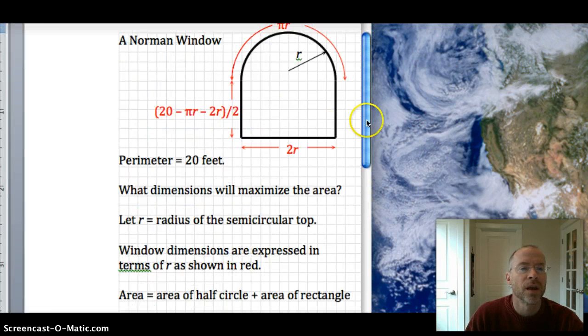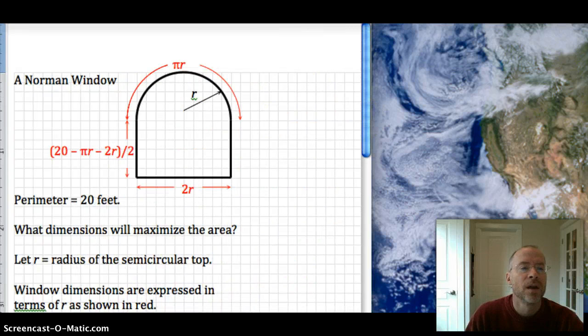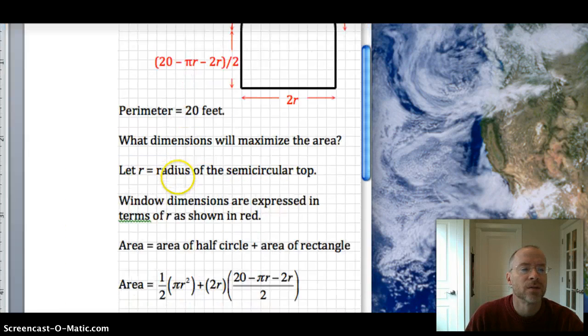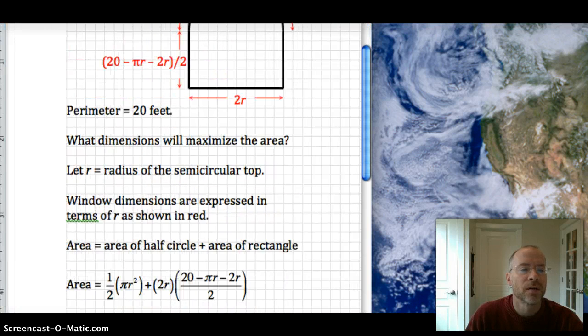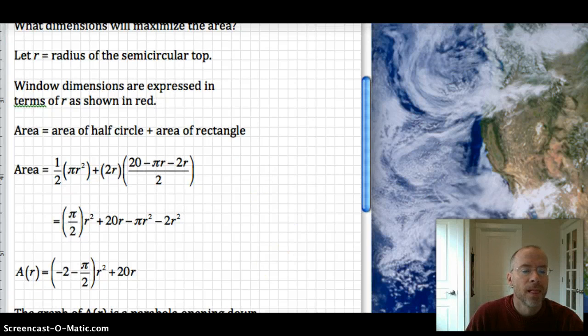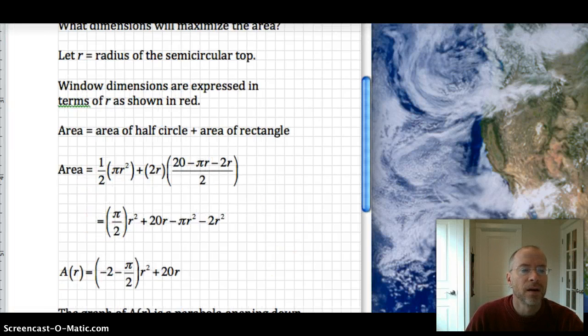The area of a rectangle is width times length. So take 2r, multiply it by this vertical dimension, and you get 2r, the length of the base, times this dimension. It simplifies a little bit with the canceling of the 2, distribute the r, and then notice what you've got here.